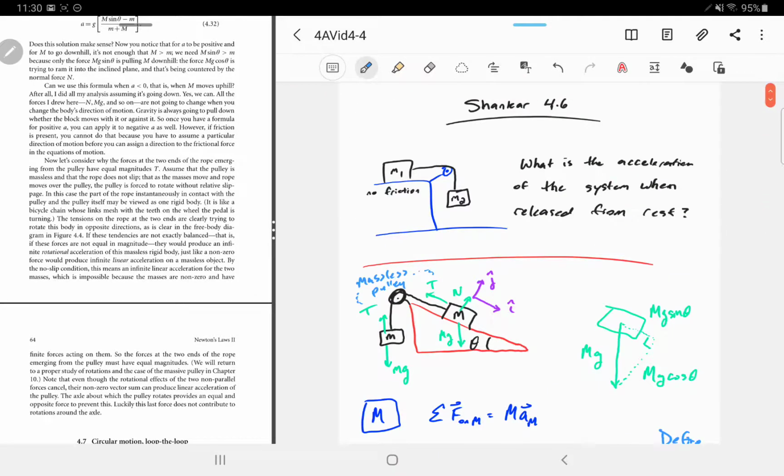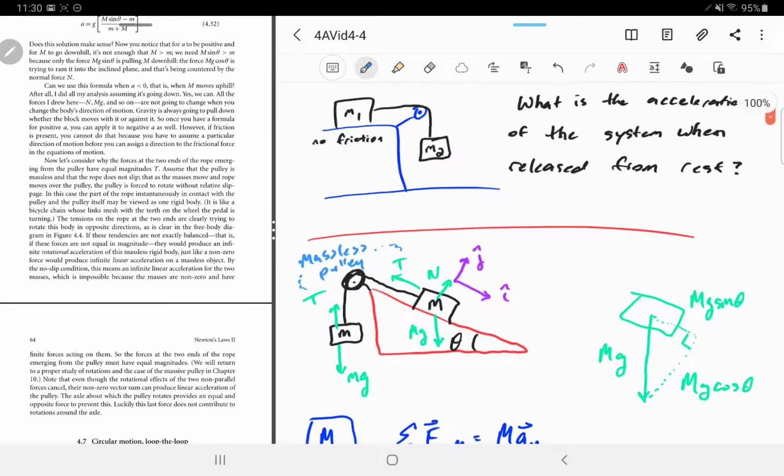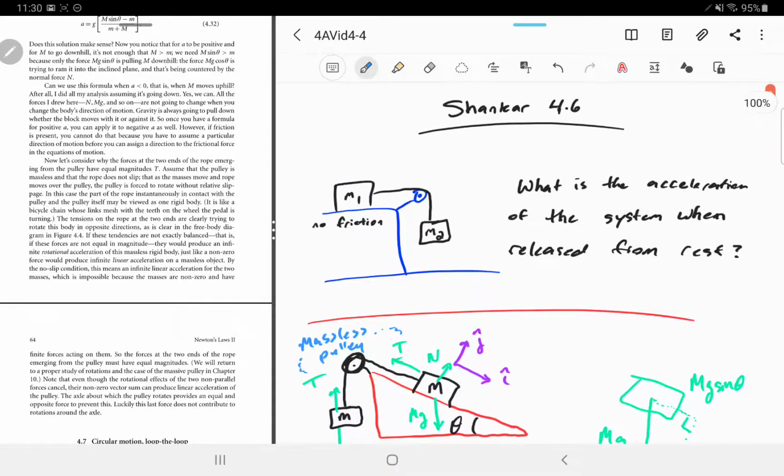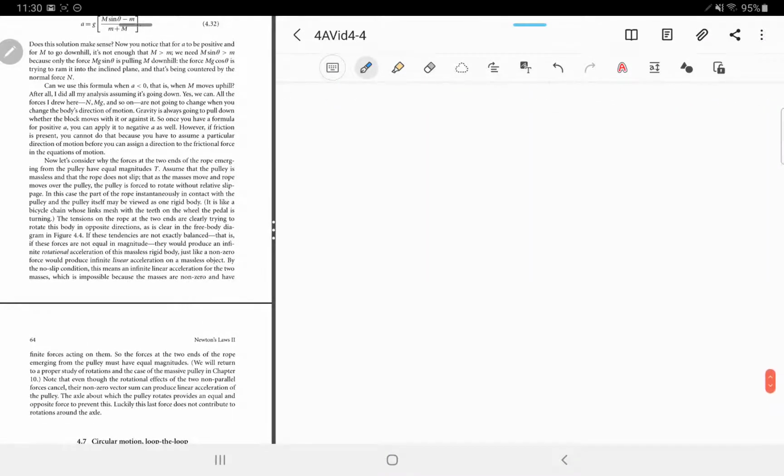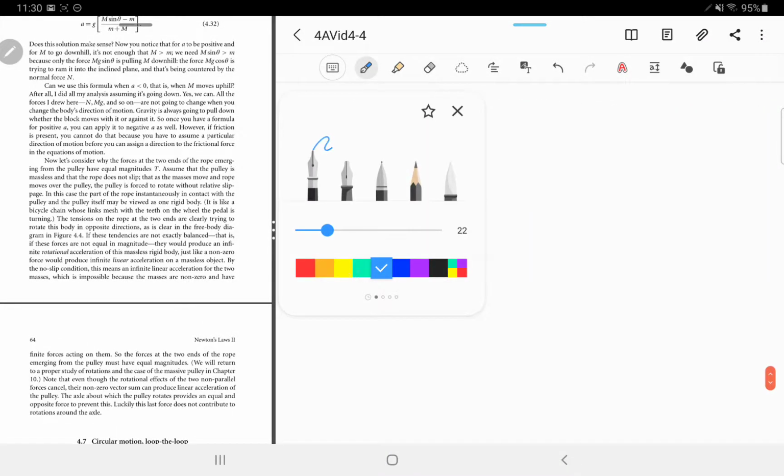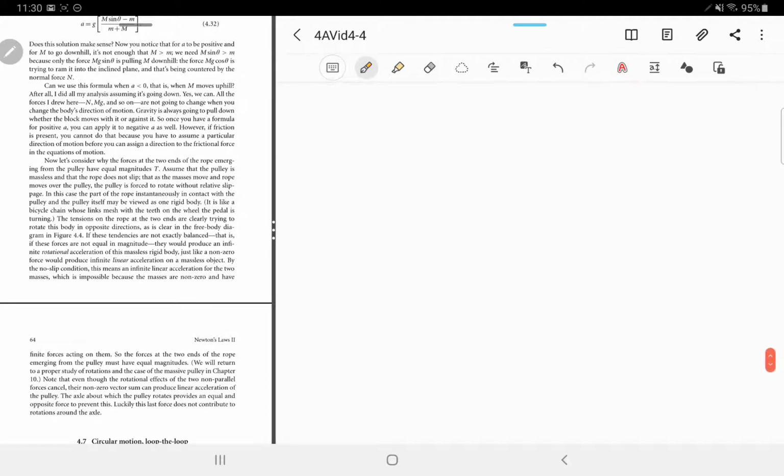Okay, we're ready to analyze this problem now. What is the acceleration of the system when released from rest? All right, so let's go back to that original problem. Let's do orange. Haven't done orange in a while. Original problem.